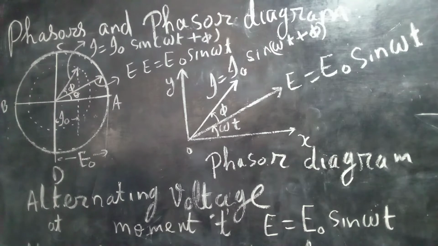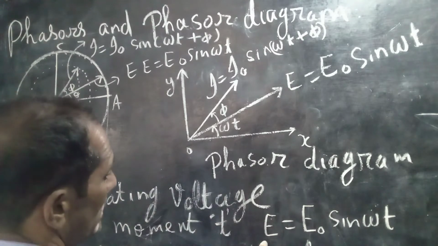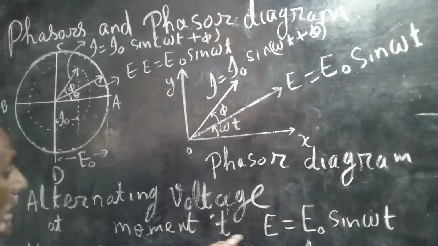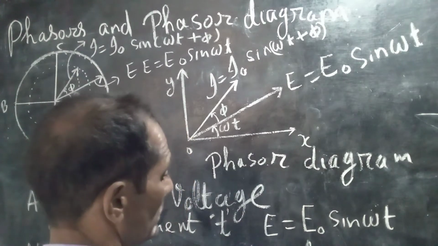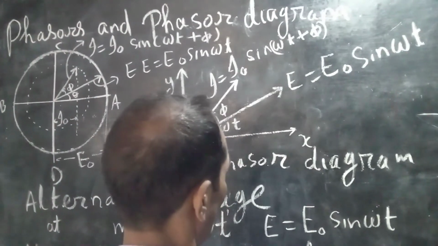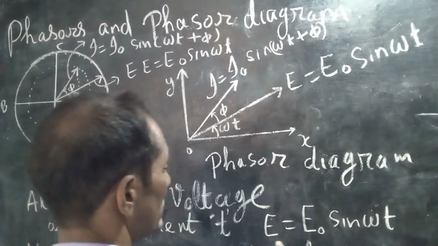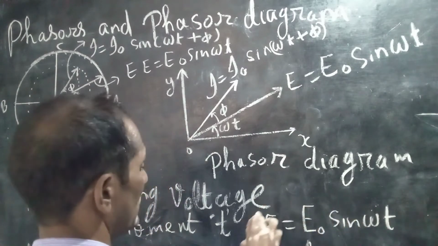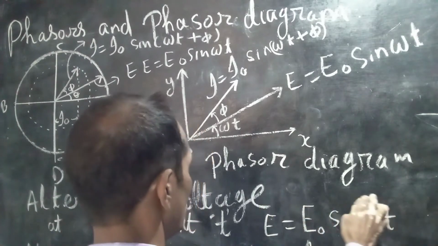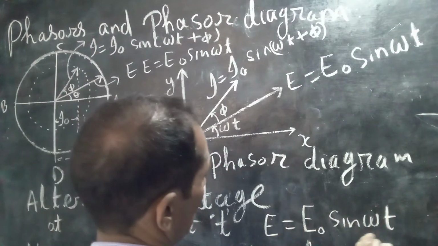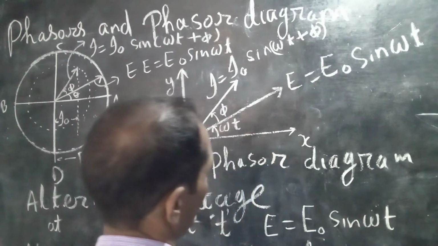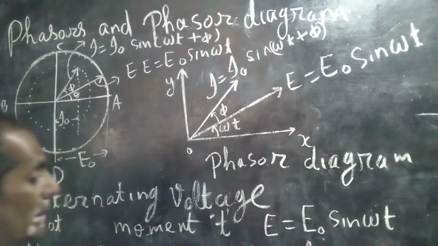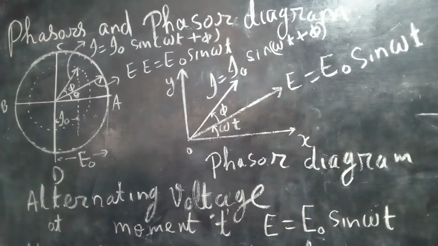For example, alternating current and alternating voltage. Alternating voltage at any moment t is E0 sin omega t. Current is I0 sin(omega t plus phi). This value changes periodically. After one period it repeats its magnitude and direction. Sin and cos functions are periodic functions.